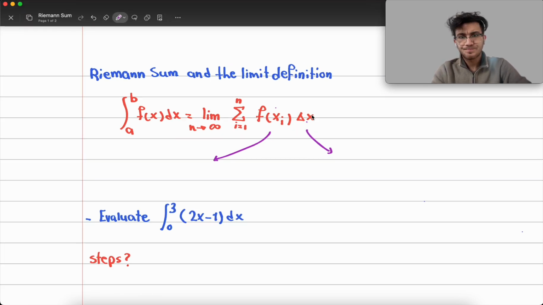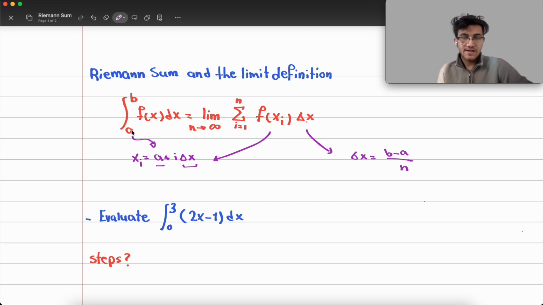of x sub i? x sub i is equal to a plus i times delta x. What is a? a is my lower bound of the integration, and delta x we're going to define right now, so delta x is going to be b minus a over n. What is b? b is the upper bound of the integration, and a is the lower bound. n is just the letter n, and i is the letter i. So this is all about this.